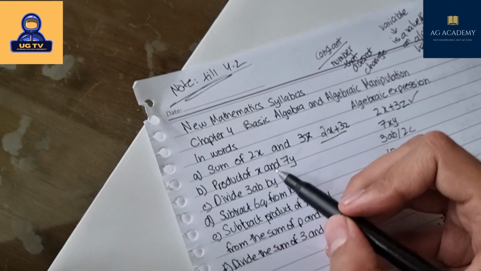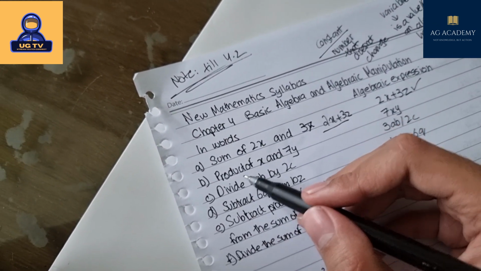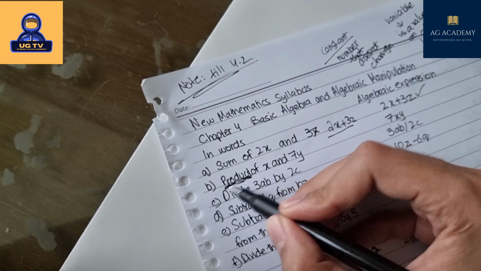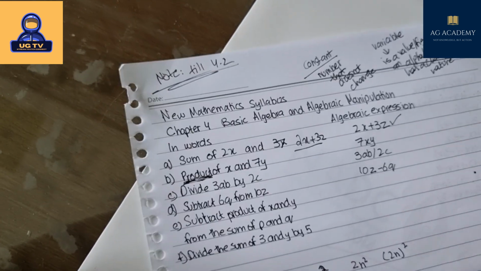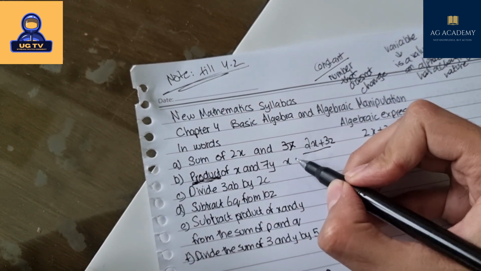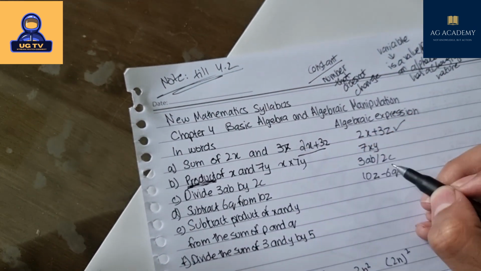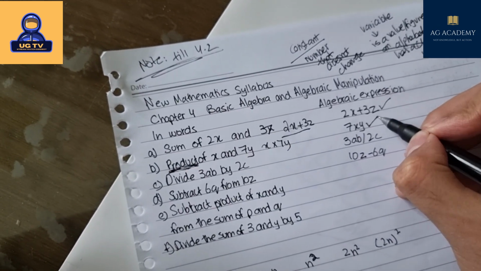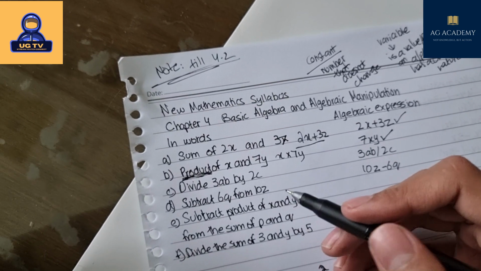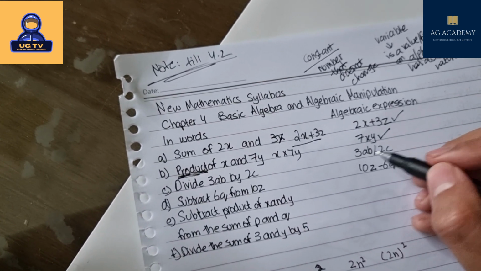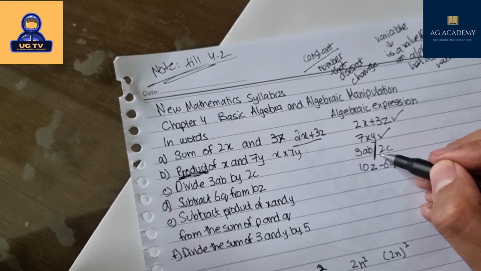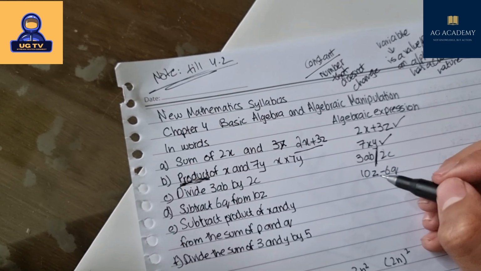What is the product of x and 7y? Whenever you see the word product, it always refers to the concept of multiplication. So if you multiply x with 7y, you get the product 7xy. Divide 3ab by 2c: you just write 3ab, the division sign, divided by 2c.